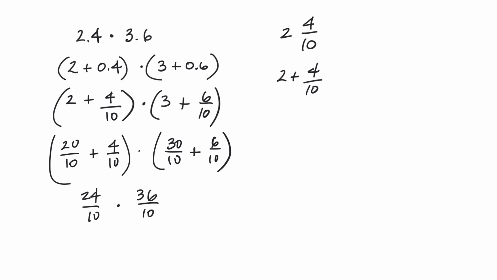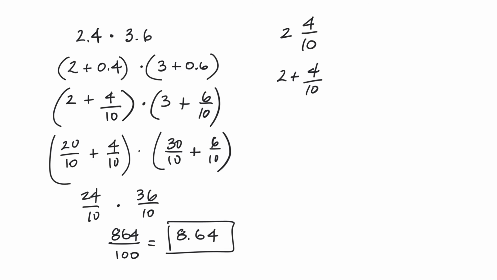And then all we have to do is multiply straight across now, and in the denominator we'll get 100, so that's easy. And then 24 times 36, let's see, 24 times 36, 864, so this is 864 hundredths. So we could simplify that and leave it as a fraction, or if we wanted to give it as a decimal, this is 8.64, or 8 and 64 hundredths.